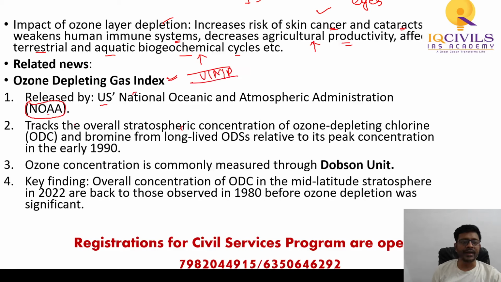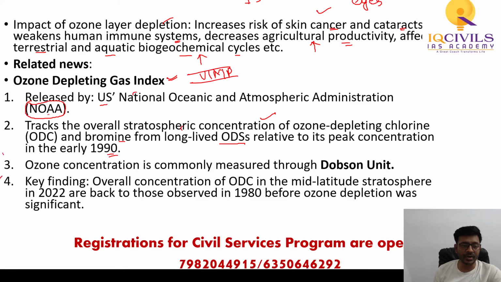Then second, it tracks the overall stratospheric concentration of ozone depleting chlorine and bromine from long-lived ozone depleting substances relative to its peak concentration in early 1990. Just remember, the name itself tells you that this index measures the concentration of different types of ozone depleting gases or ozone depleting material. It is released by the National Oceanic and Atmospheric Administration of USA.